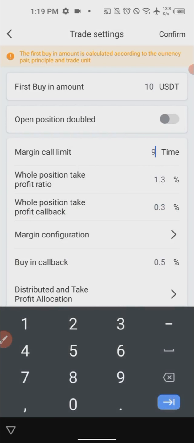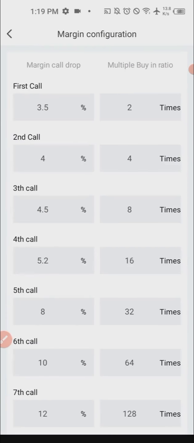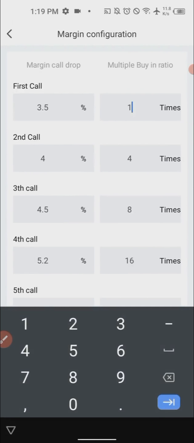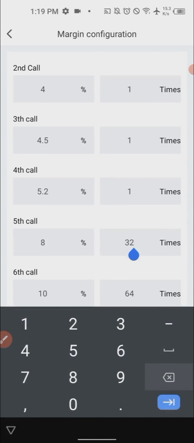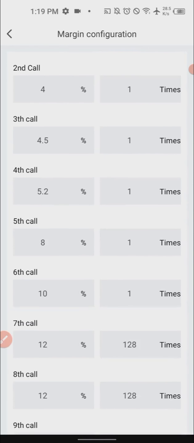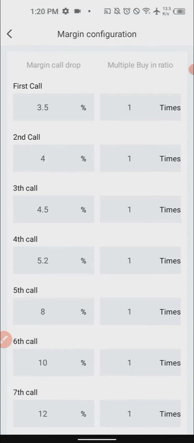So 9. Okay. Let me go to... Okay, this should be 9. So I'll change this to 1, 1, 1. I just need everything in one, straight up one, because like I said, I just want to be buying $10. I don't have money for the martingale thing. So now I want to give the bot my own parameter.